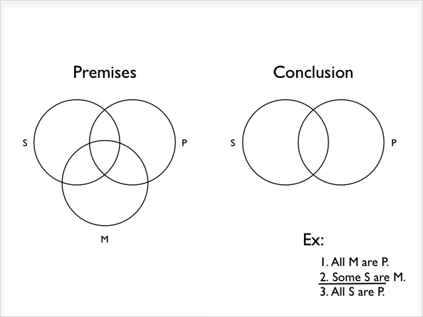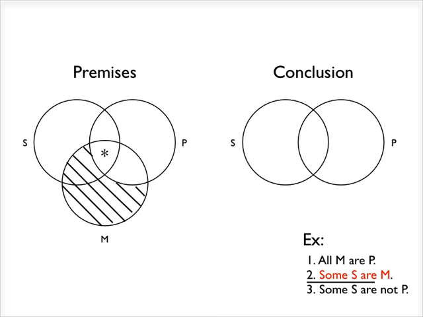So let's start with the first premise. All M are P. So that means anything that's in the category of M here is also in the category of P, which means there's nothing in the category of M that's not also contained in the category of P. So to map that premise, we need to do this. Block out anything that's in the M category that's not also in the P category.